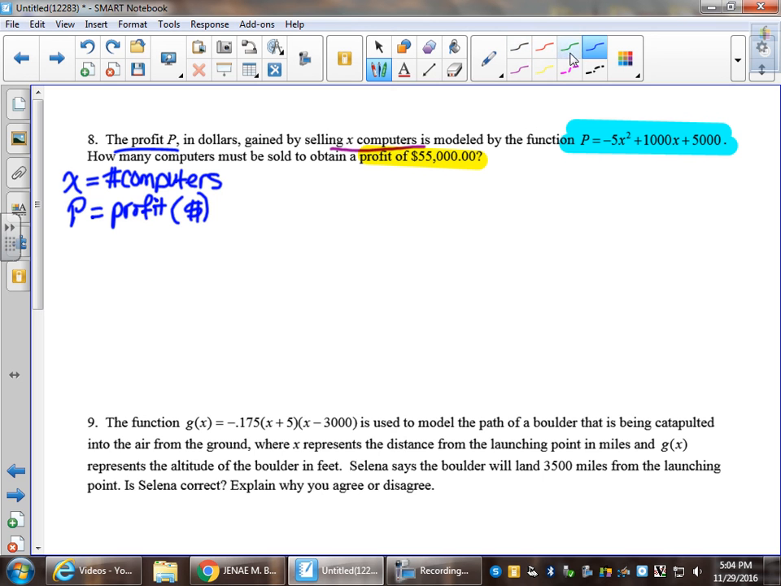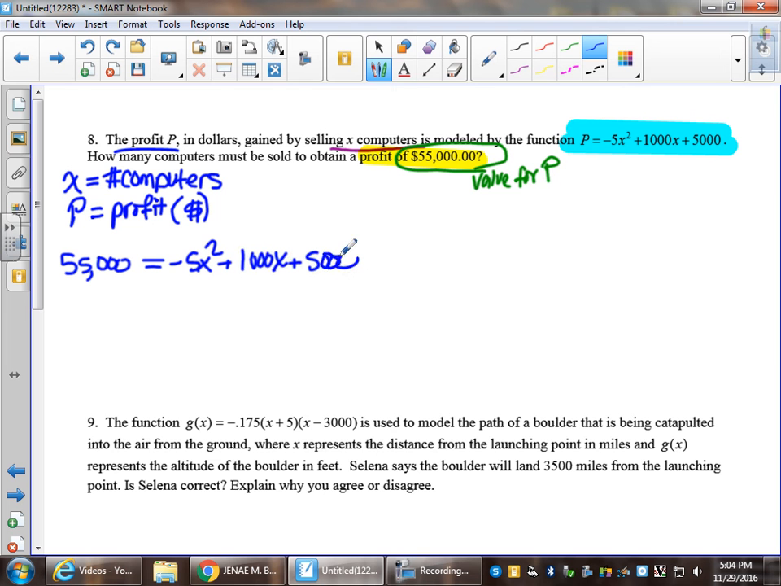So this given information is a value for P. So we'll plug it in for P, and this will become 55,000 equals negative 5x squared plus 1,000x plus 5,000. You need to use the quadratic formula to find the values of x and then interpret your answer.